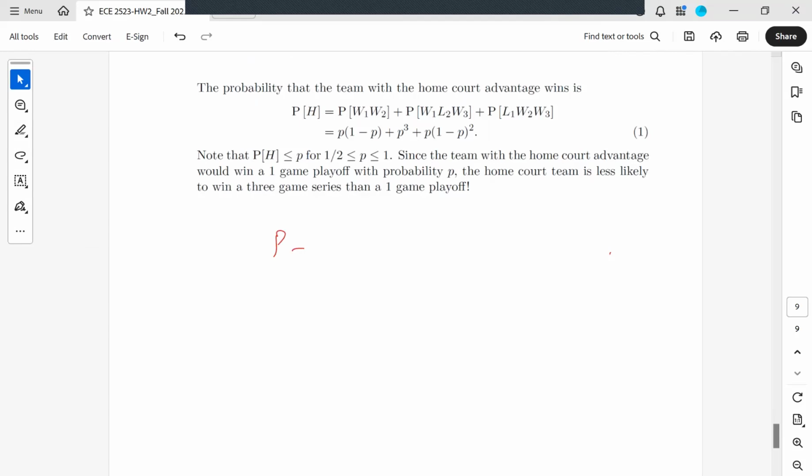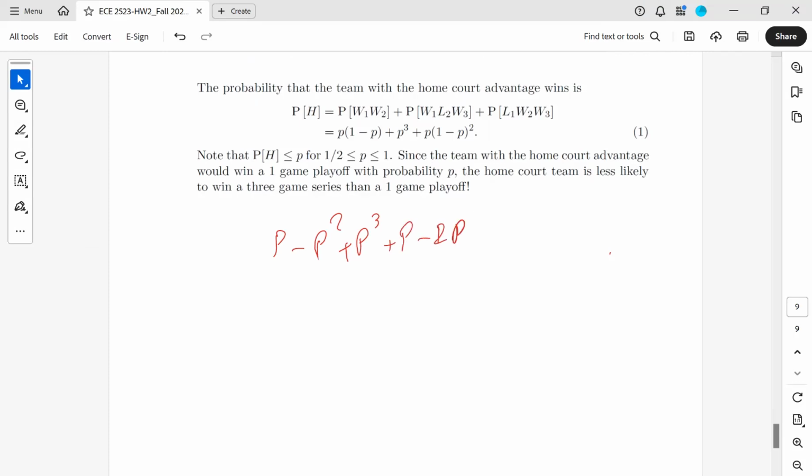P minus p squared plus p cubed plus p minus 2p squared plus p cubed, which is 2p cubed minus 3p squared plus 2p. Am I good? Okay, make sure I didn't make any mistake. I'm just doing it right now.